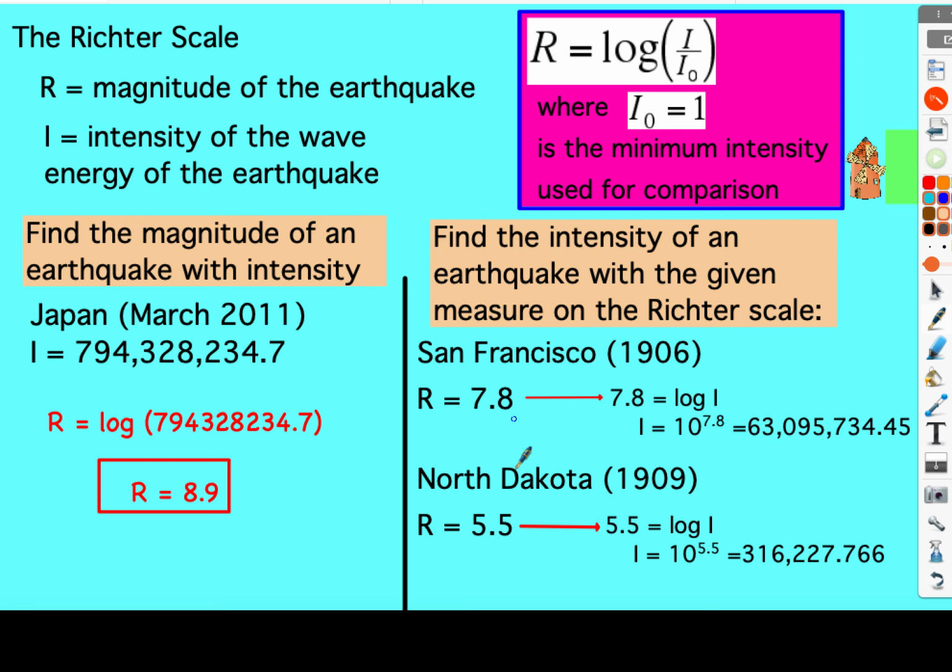Same thing goes for a couple other earthquakes over here. It's much easier to recognize that, hey, San Francisco has 7.8, so pretty bad earthquake, much stronger than the 5.5 in North Dakota in 1909. So probably got a lot more advertising out of that one. But again, notice the actual amounts of energy going in, 63 million versus 316,000 ergs of energy. So that's why it's much easier on the Richter scale to recognize that in that way.